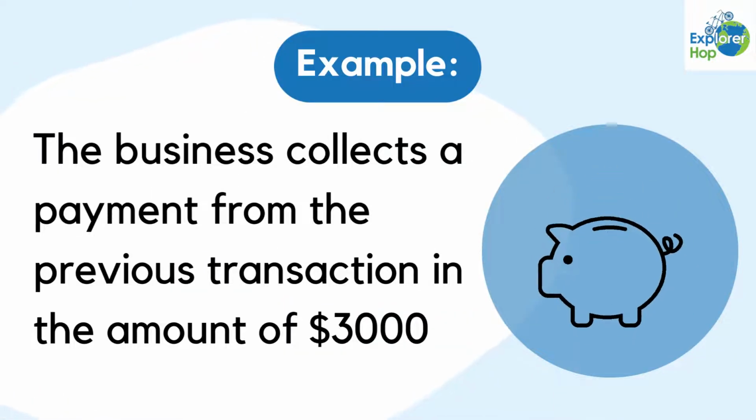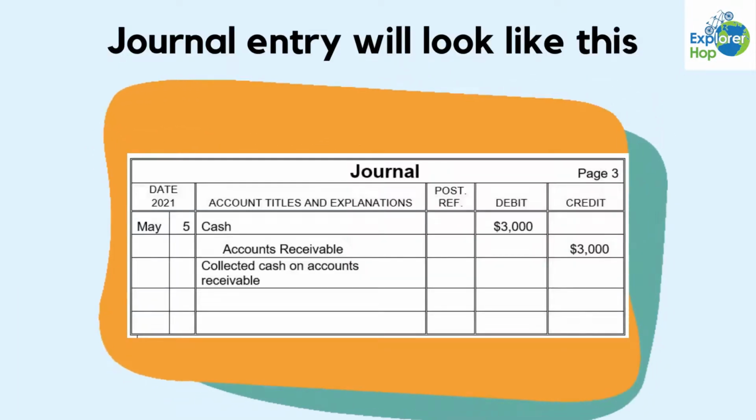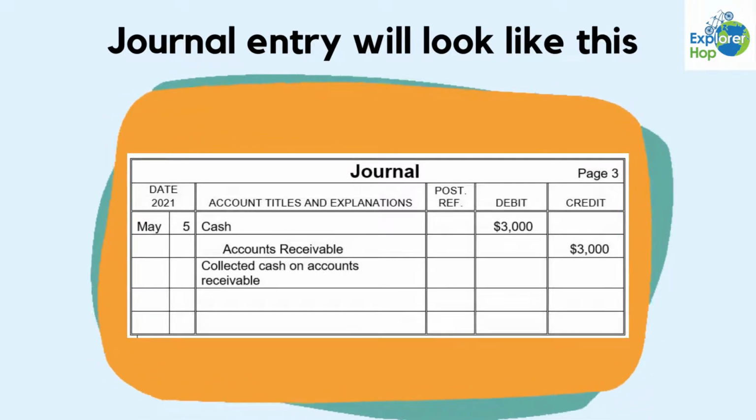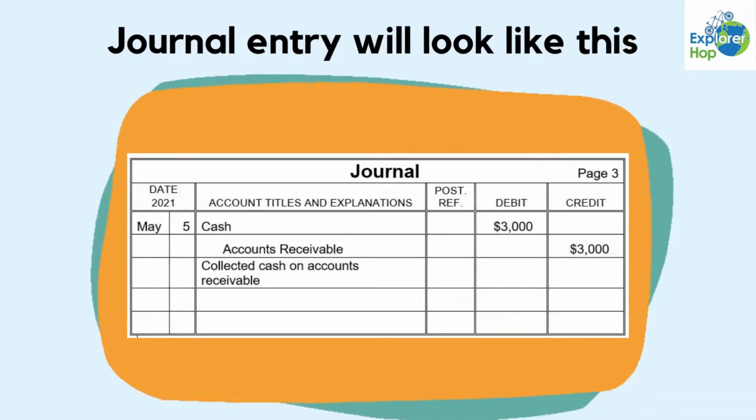Let's say a business collects a portion of payment from the previous transaction in cash. There is now a debit to cash and credit to accounts receivable. The business collected cash from the customer and no longer has a customer owing $3,000. The journal entry to collect looks like this. Cash is debited for $3,000 and accounts receivable is credited for $3,000.